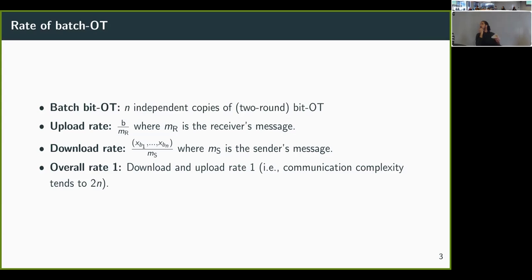I don't understand the definition. What is upload rate and what is download rate? Okay, so in a 2-round protocol, we have a message from the receiver to the sender, and a message from the sender to the receiver. The upload rate is the size of the receiver's input over the size of the receiver's message. And the download rate is the size of the receiver's output over the size of the sender's message. So it's the ratio of information contained in each message of the protocol.